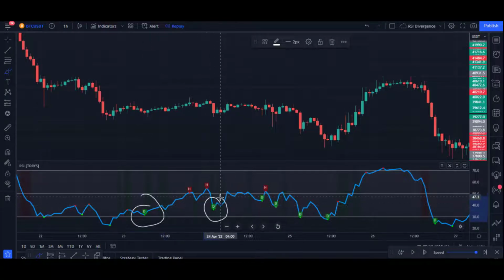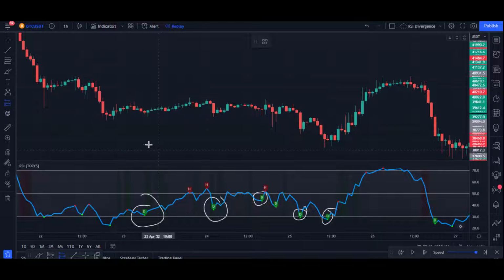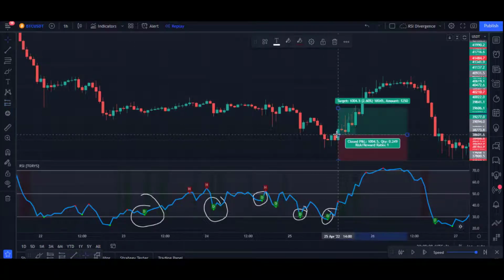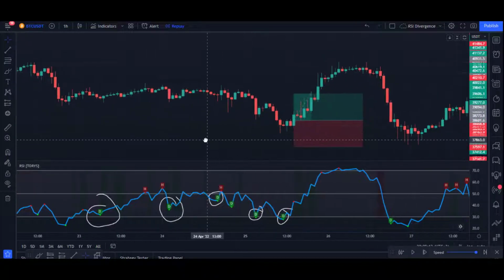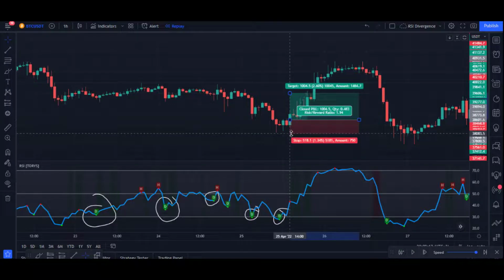So now you can see this indicator is giving us 4 divergence signals. I am not randomly picking any trade for the purpose of making the strategy video. I do it in some videos, I admit it, but I want to be transparent with you guys. So sometimes 1 or 2 trades, in some videos I do that.